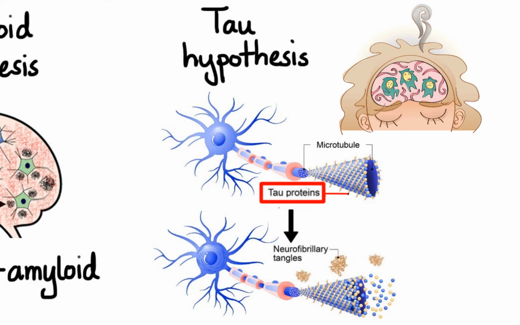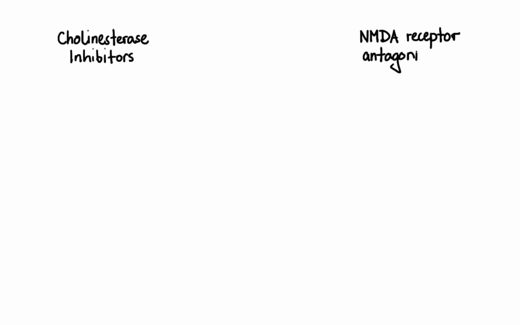Now, when it comes to treatment of Alzheimer's disease, current therapeutic options are limited to drugs that provide only mild symptomatic benefit. We can divide those drugs into two classes. Number 1, cholinesterase inhibitors, and number 2, NMDA receptor antagonists. So let's talk about these for a minute, starting with cholinesterase inhibitors.